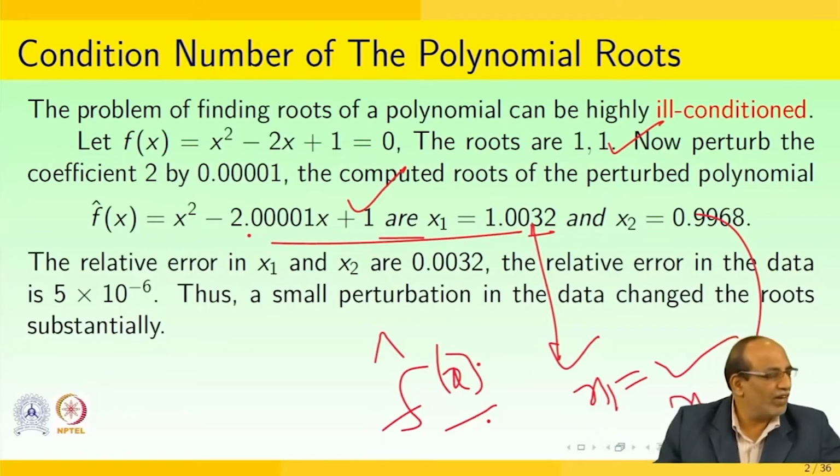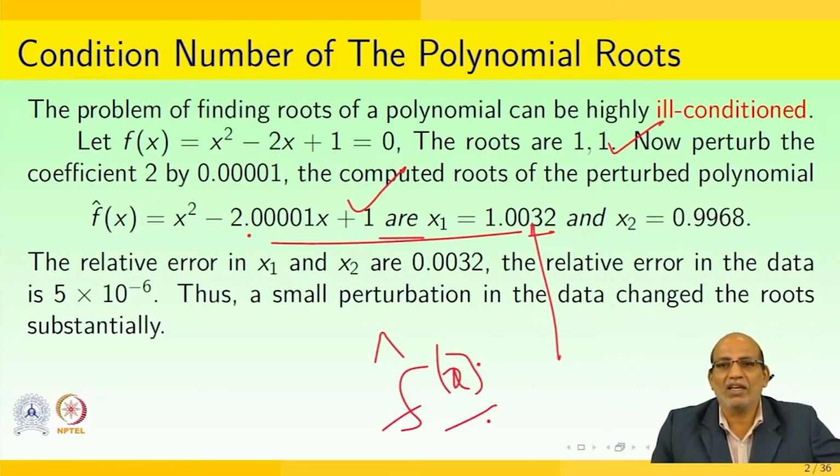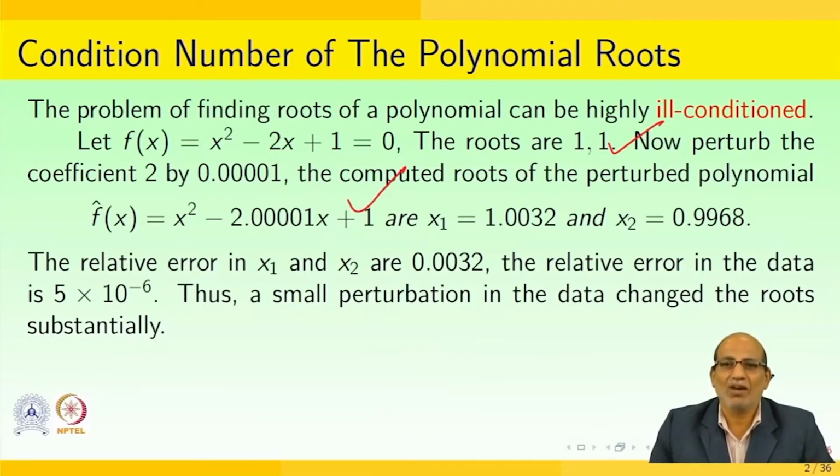If you observe very closely, the roots are x1 = 1.0032 instead of 1, and the second root is x2 = 0.9968 instead of 1. So just with a small perturbation in the coefficient, the solution goes to x1 = 1.0032 and x2 = 0.9968, which is much different from the true solution.